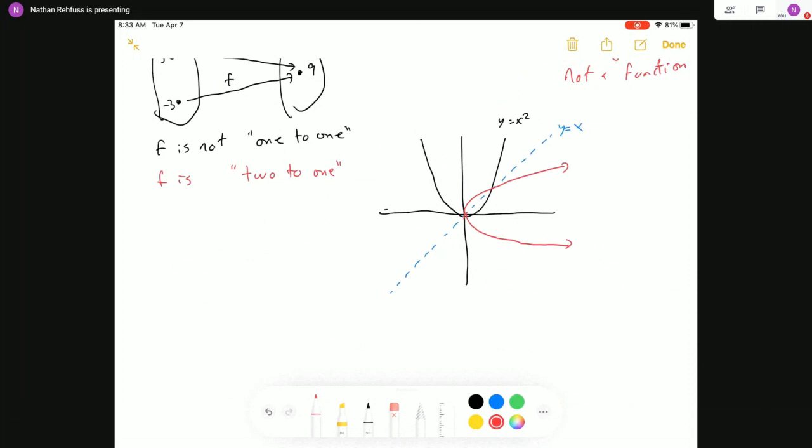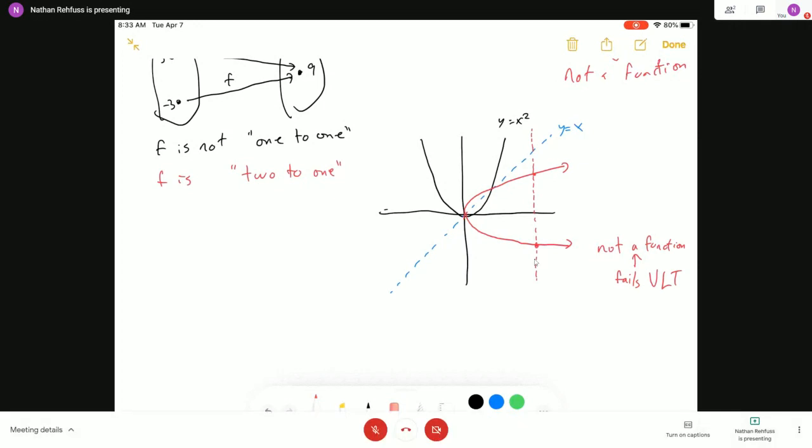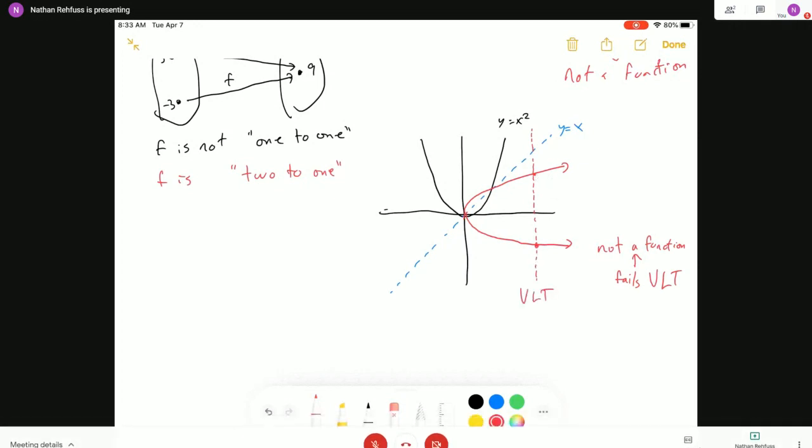Well, there's a very big problem with this red curve. The red curve is not a function. Why? Because it fails the vertical line test. If I draw a dotted vertical line through it, I'm seeing I have one input with 2 different outputs here. So since one input has 2 outputs, it fails the VLT.